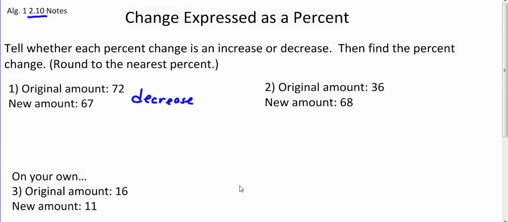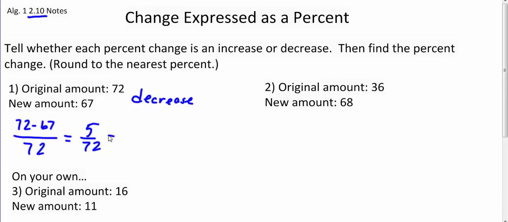Then it says to find the percent change. So to find percent change, we take the difference between the original and new, and then we divide by the original amount. So in this case, we would take 72 minus 67 divided by the original. We always divide by that original amount in this scenario. So that would be 5 divided by 72.